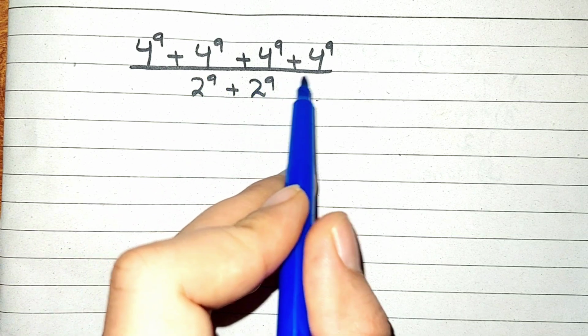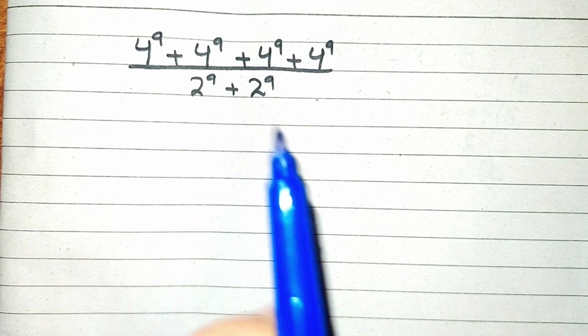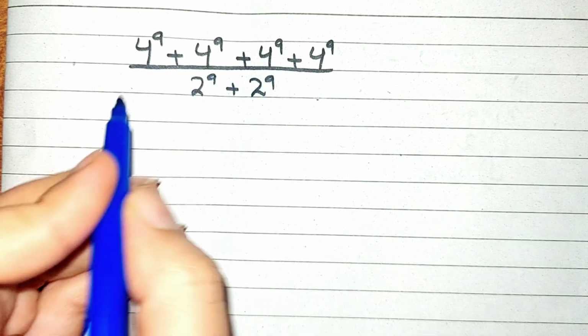So today we have a question: 4 to the power 9 plus 4 to the power 9 plus 4 to the power 9 plus 4 to the power 9, over 2 to the power 9 plus 2 to the power 9. How will we solve this? Here we can see that 4 to the power 9 is common. So what will we do?